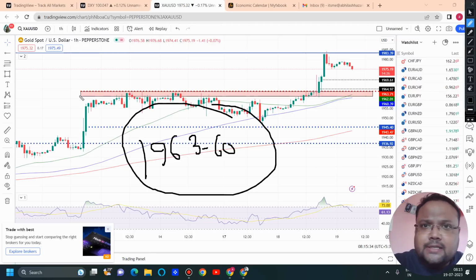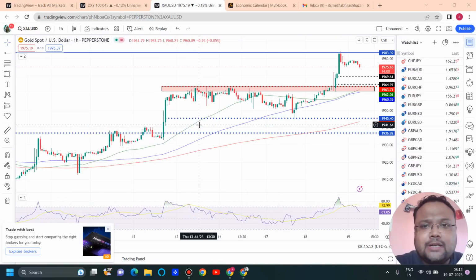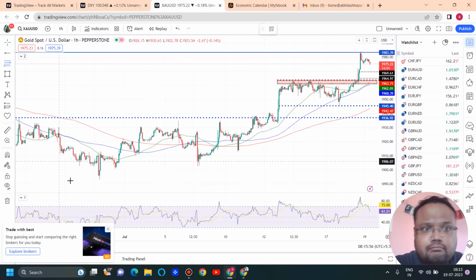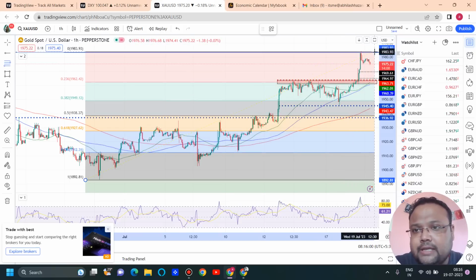Why? Again, the same concept. The previous resistance will be working as support here. In addition to that, you can also see that we have the 50 moving average and 100 moving average around the area. So we have price action plus we have dynamic support around this area, as a result of which we can definitely consider that this will be a very strong support for us in case of a drop.